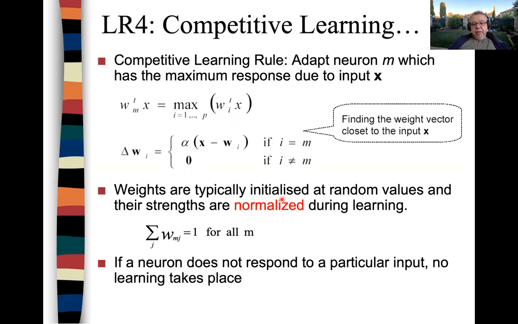So the weights are typically initialized at random values. At the beginning they are random values, and their strengths are normalized during learning. For example, the sum of all the weights is equal to 1. So when you increase the weight for node M, because their sum is equal to 1, you are going to decrease the other weights. If a neuron does not respond to a particular input, no learning takes place. So you have delta W_i equal to 0.